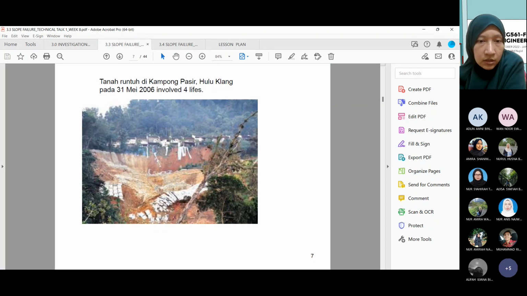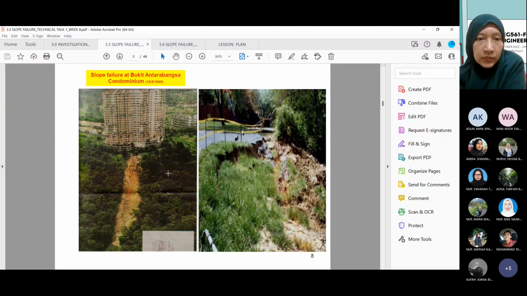You can see the soil color does not even represent high strength, and when water comes in, the external forces put the soil here in an unstable condition. So you can see some buildings already collapsed, and then there is some kind of debris flow. So these are the results of slope failures.